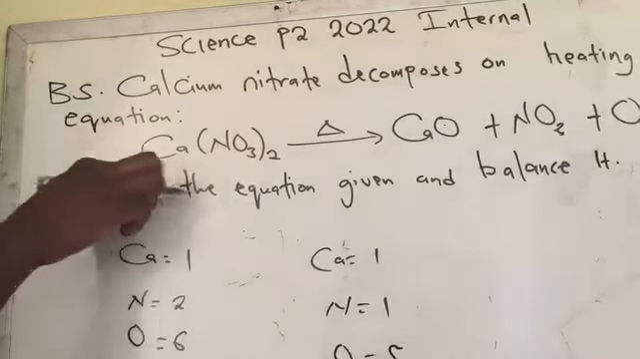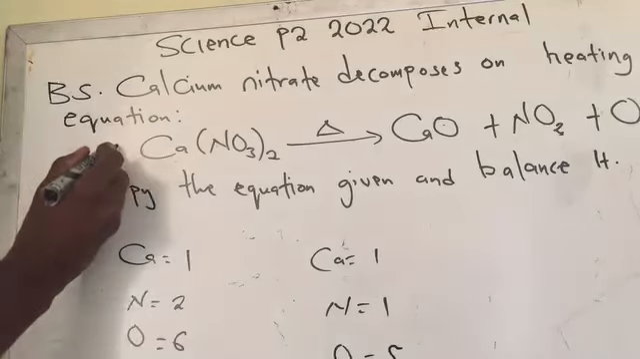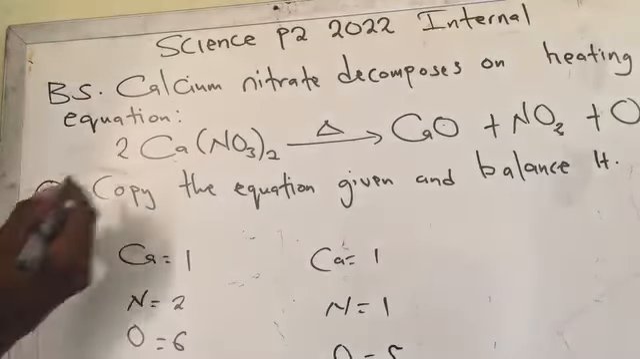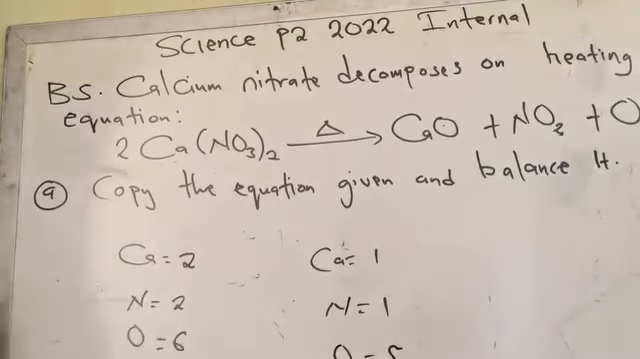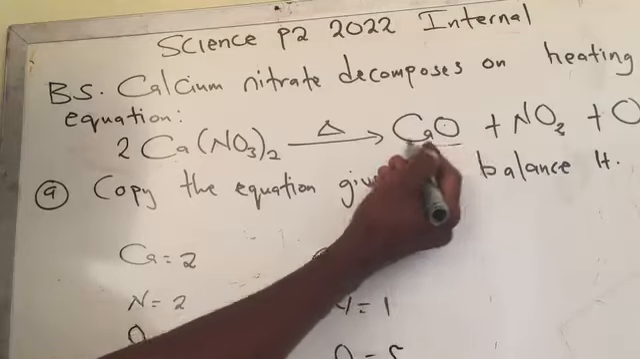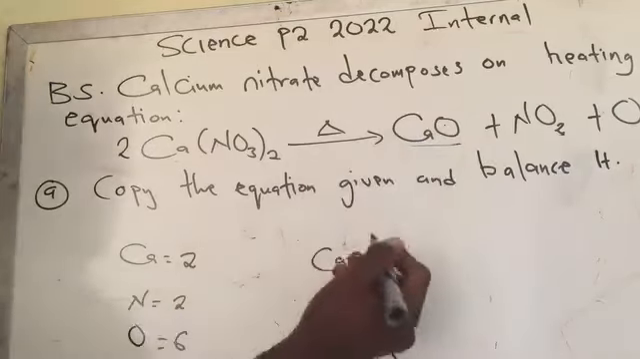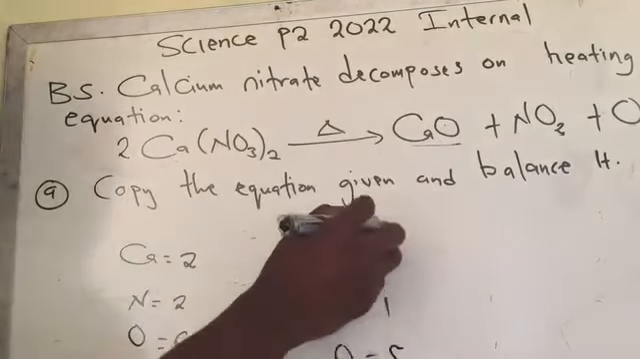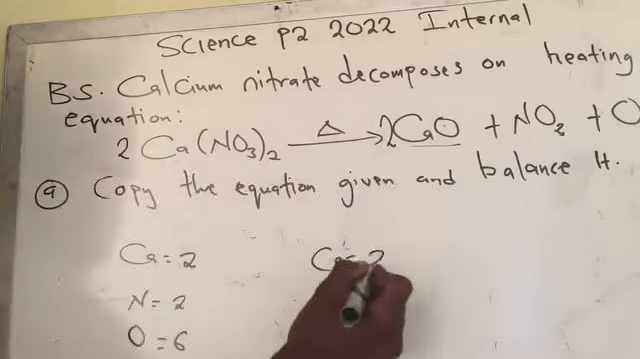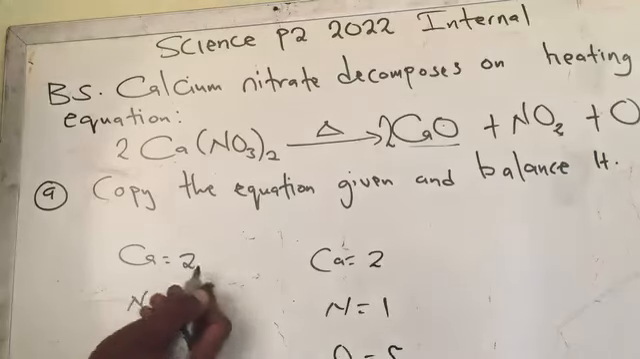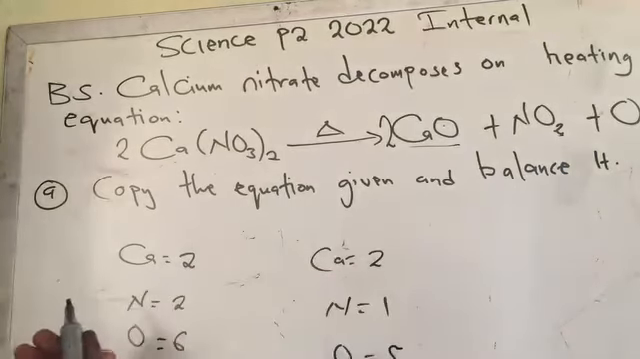Now let's put a 2 in front of this calcium nitrate. If you put a 2 here, it shows that you have 2 calcium here. Then let's check the number of atoms on the right hand side. In this case it's 1. So what are you going to do? You put a 2 in front as well, which shows that we have 2 calcium on both sides of the equation.